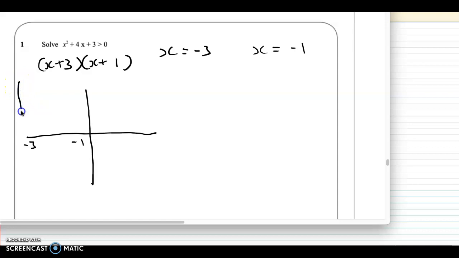and the graph is going to go like this, down and then up. If we want to solve it so it's greater than 0, that means it's going to be this part here and this part here. So x has to be less than minus 3 or greater than minus 1. So there's our answer: x is less than minus 3 and x is greater than minus 1.